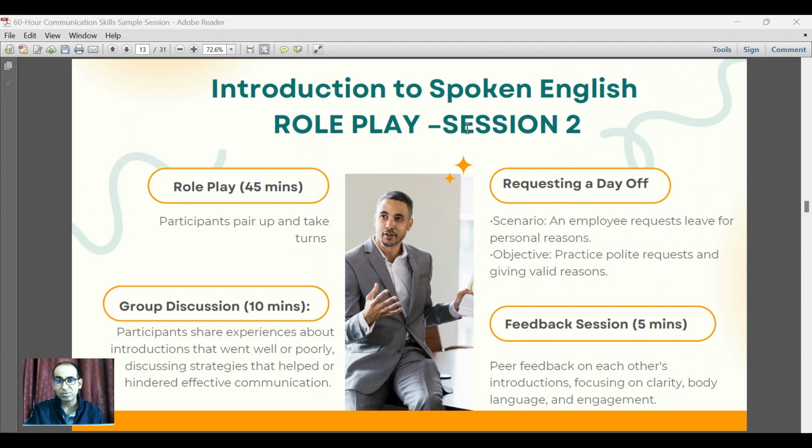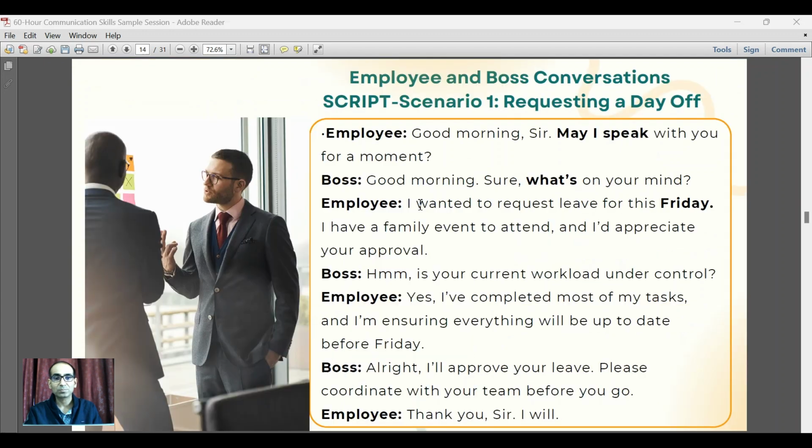Then we have another role play, which is scenario two. Here the scenario is an employee requests leave for personal reasons, and the objective is to practice polite requests and giving valid reasons. And the entire session is structured in such a way that we have given duration for how much time it may require. Some activities may require less time, or some may require more time. So we'll see. So here is another script. You see, one participant becomes employee, the other becomes boss, and they can use the script.